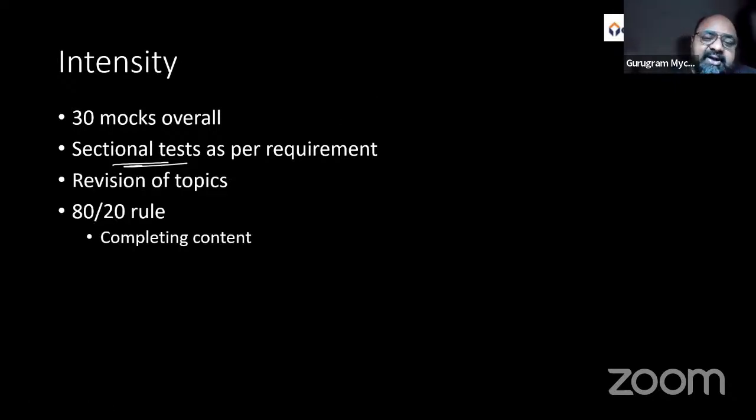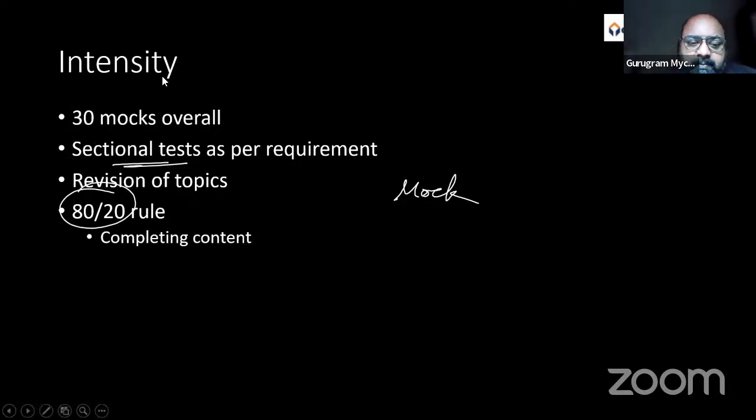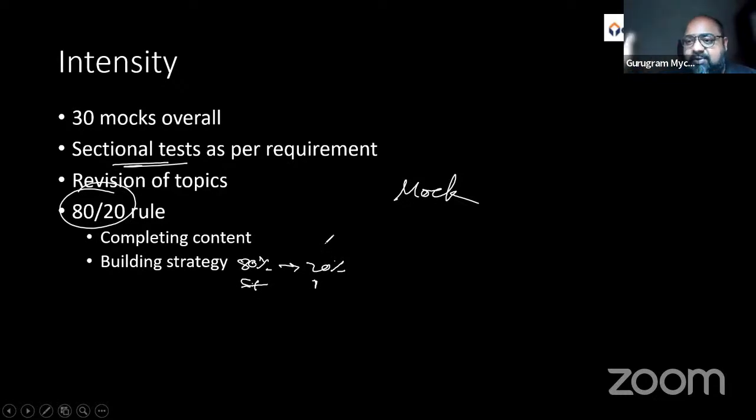Revise topics. Typically, once you are done with your preparation and you are in mock mode, follow the 80-20 rule. So once you have completed the topic, at that time you are spending 80% of the time in strategy and 20% of the time in content. So this will be revision, feedback, whatever feedback you get from your mocks, redoing those topics and all of that. So this will be on strategy, this will be content.